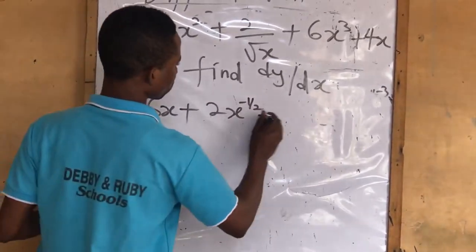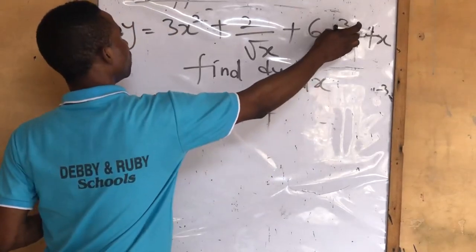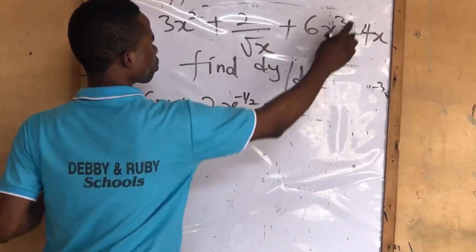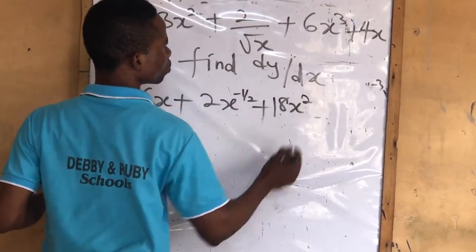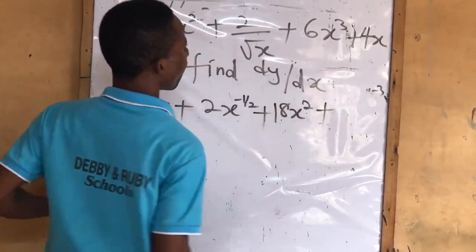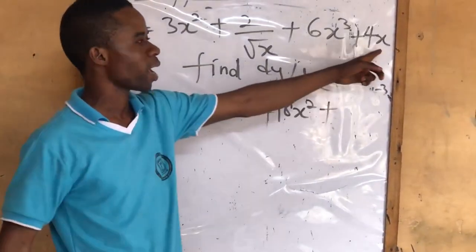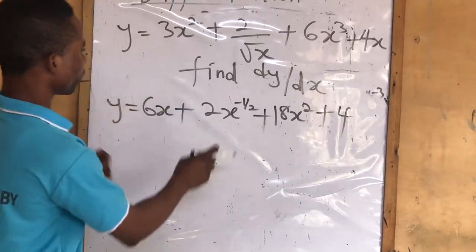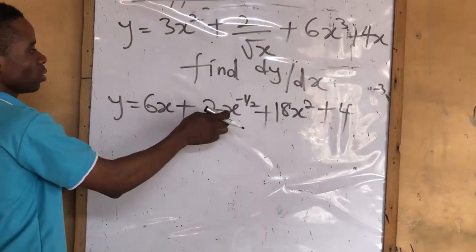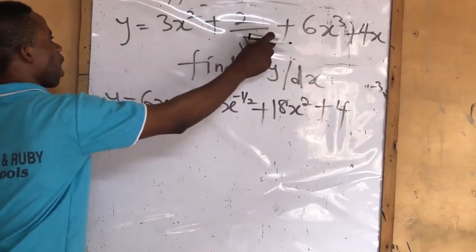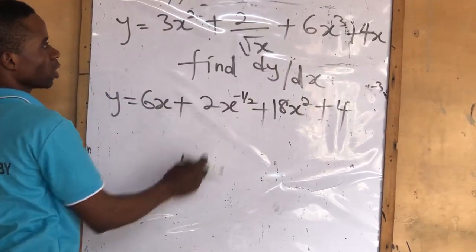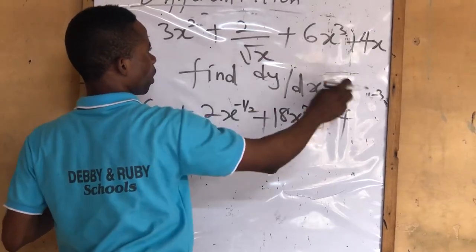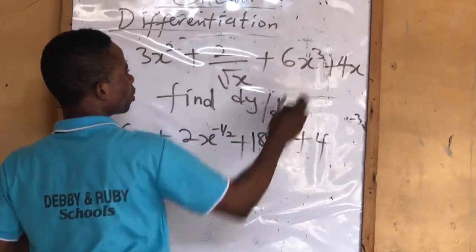So plus, 3 multiplied by 6 is 18x. You subtract 1 from this, that is 2. Plus, anytime you differentiate 4x, that will be 4. Don't forget, you have not differentiated this. We just change this one to half, we bring it up. I have not differentiated it. We have differentiated this. 3 times 6, that's 18x squared and 4. The differentiation of 4x is 4.